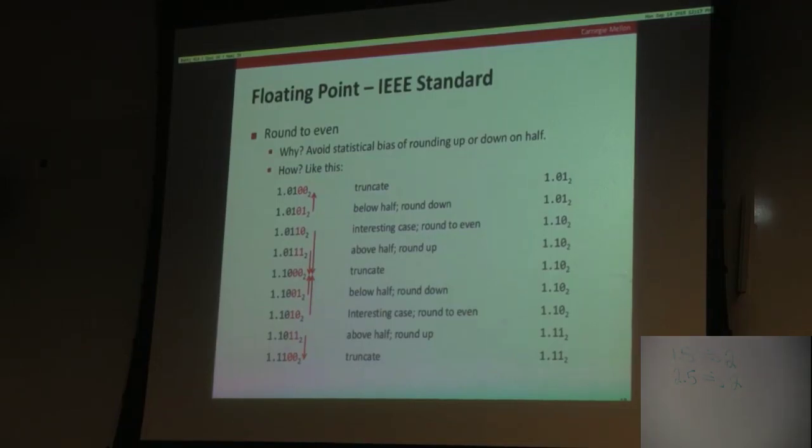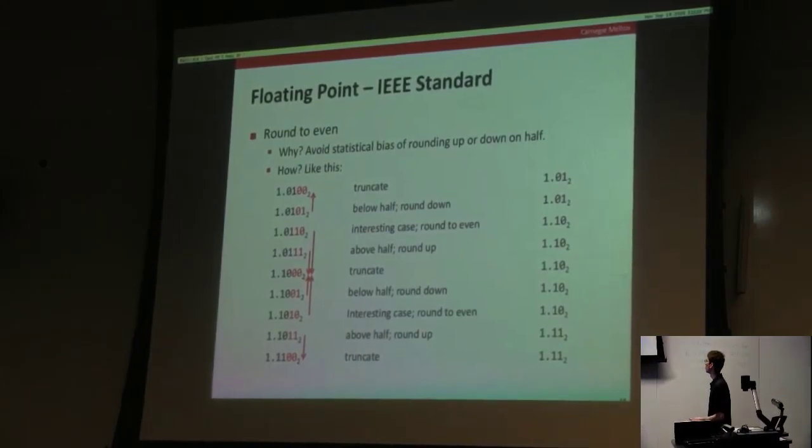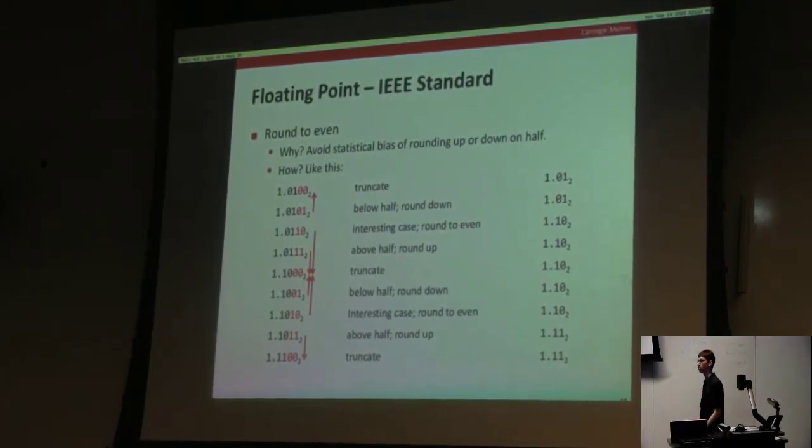And this is a good rounding scheme. And so you see here, in the normal cases, where you're not exactly halfway between something, you do what you would expect. If you're below halfway between, you round down. If you're above halfway between, you round up. But when you're exactly in between, you'll round towards whichever number is even.